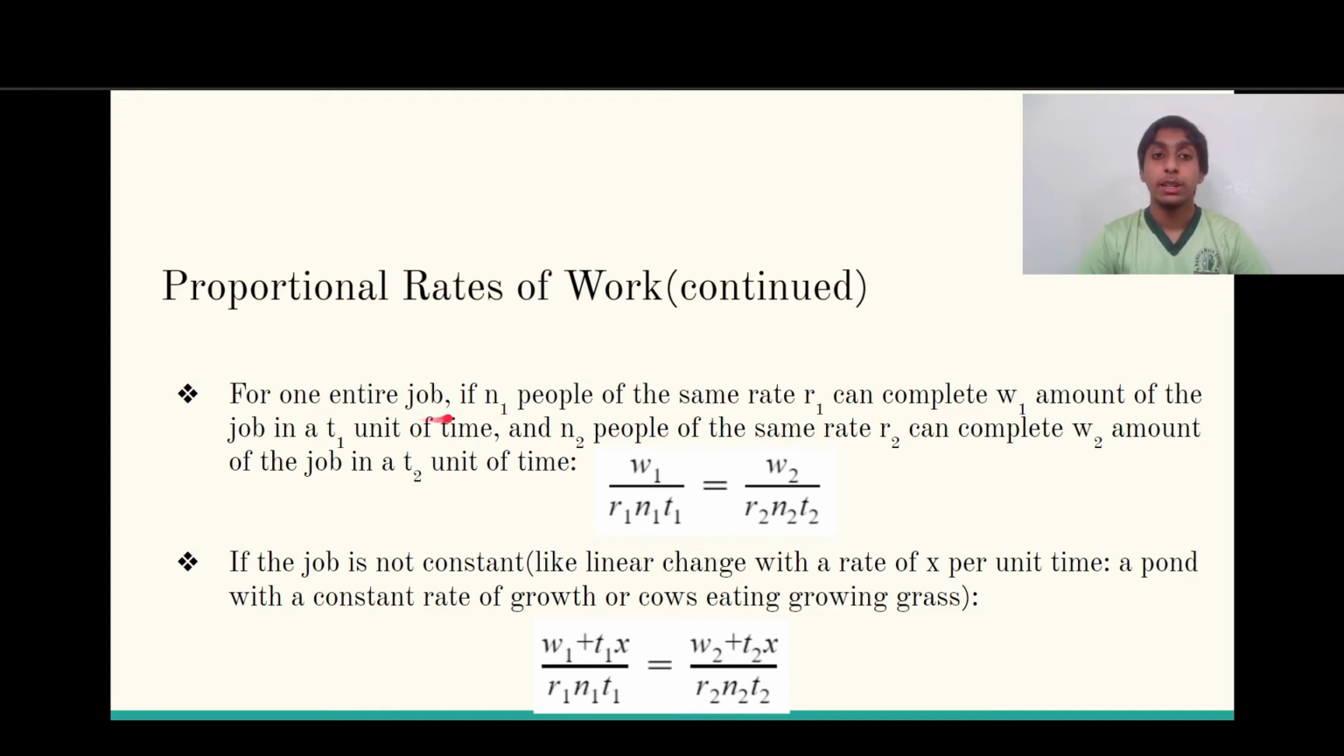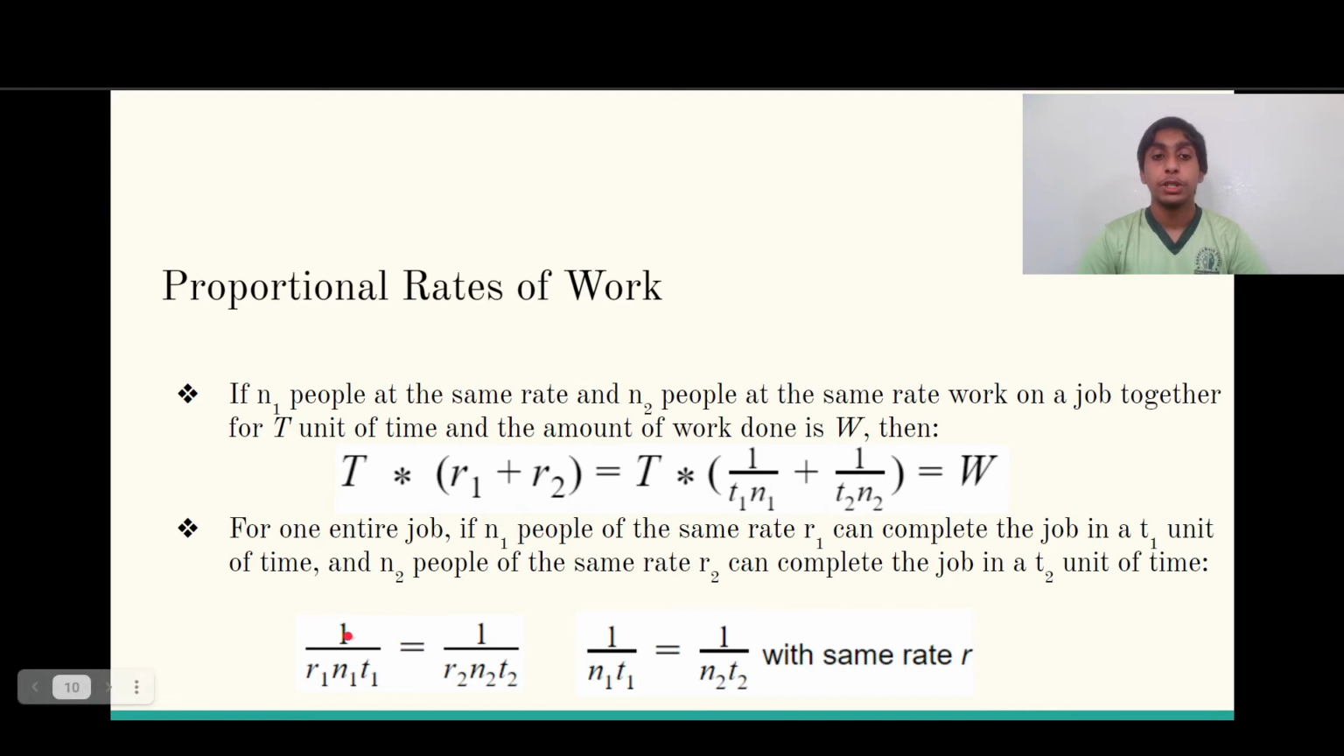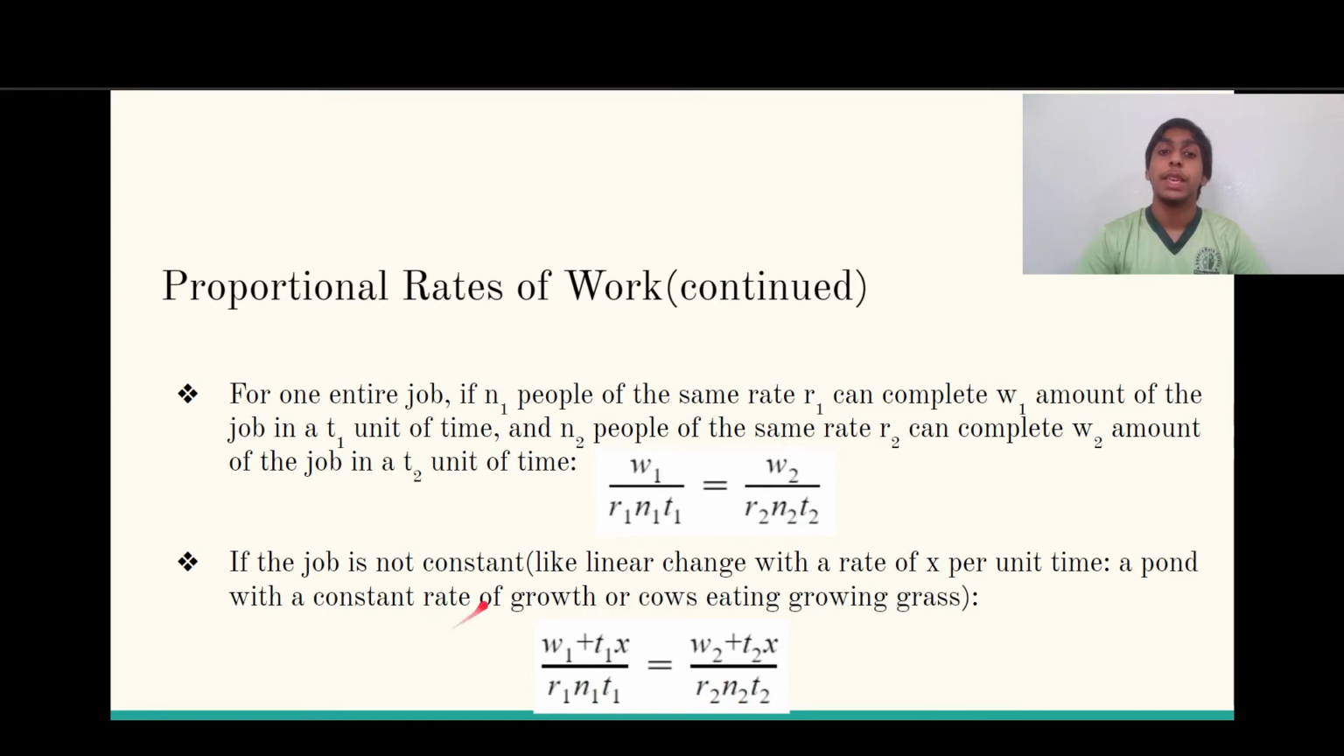So for one entire job, if n1 people of the same rate r1 can complete w1 amount of the work in t1 unit of time, and n2 people of the same rate r2 can complete w2 amount of the job in t2 unit of time, then w1 over r1 into n1 into t1 is equal to w2 over r2 into n2 into t2. So this is an expansion of the earlier proportion. We're just adding a w1 over, because this is if they can complete the job, and this is when they cannot complete the job, how much of the work they've already done.